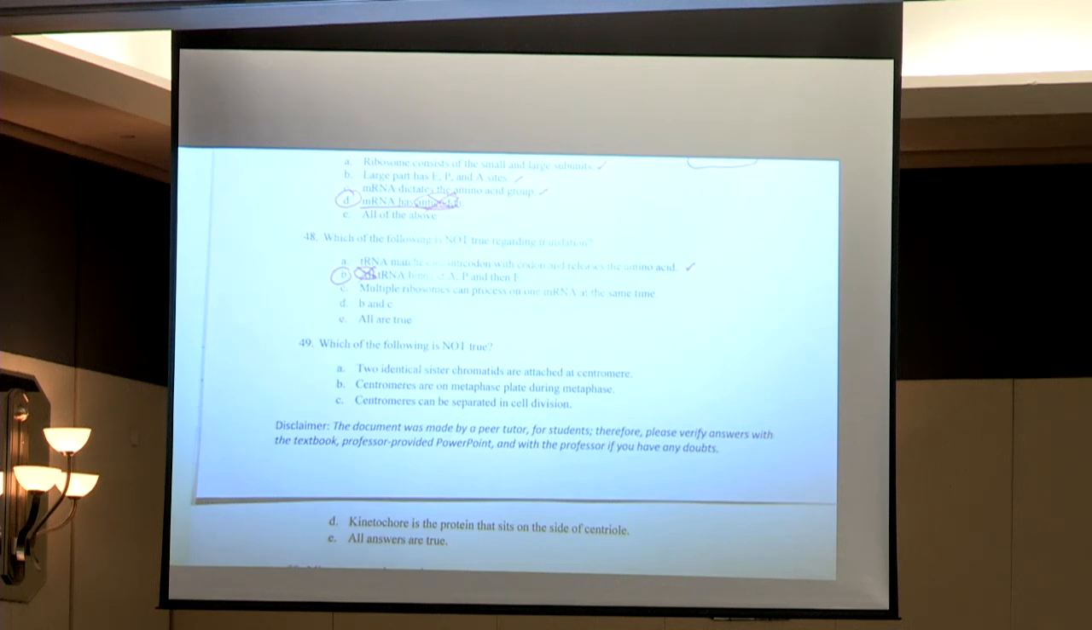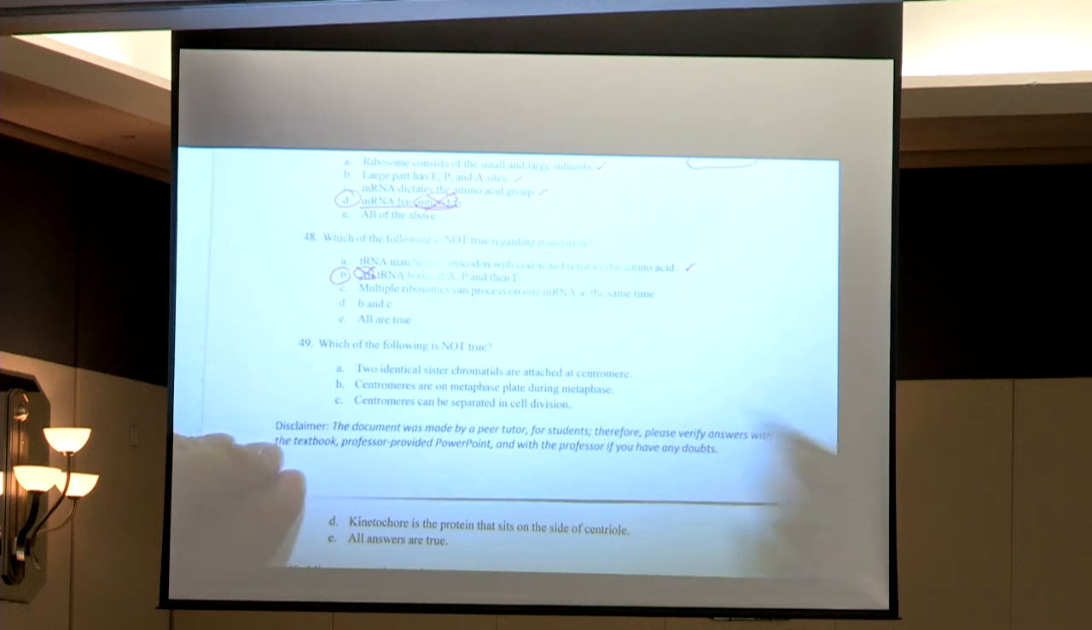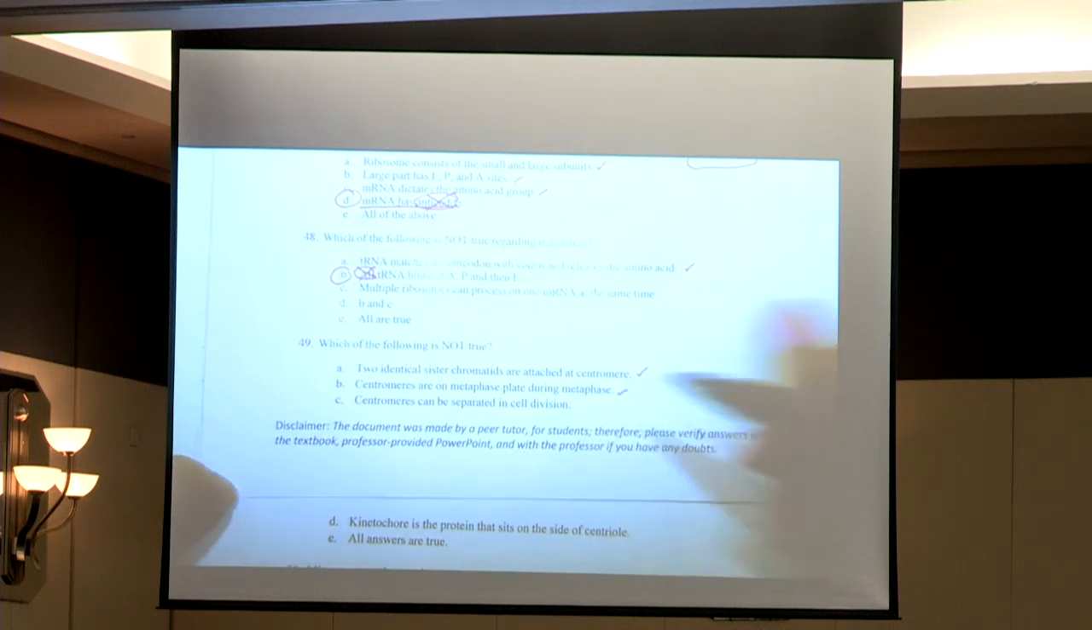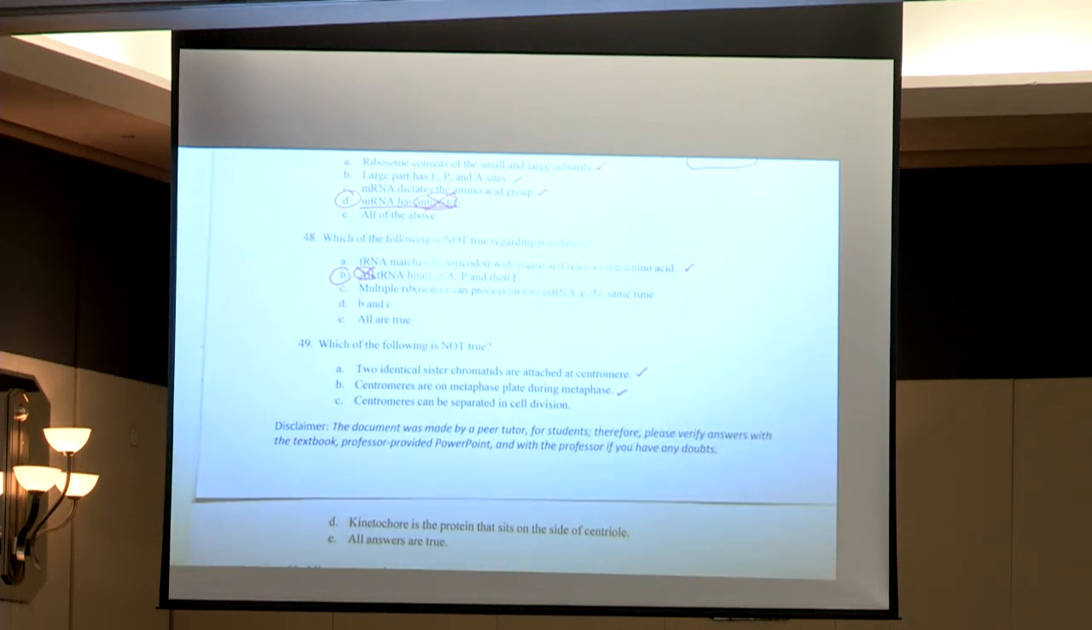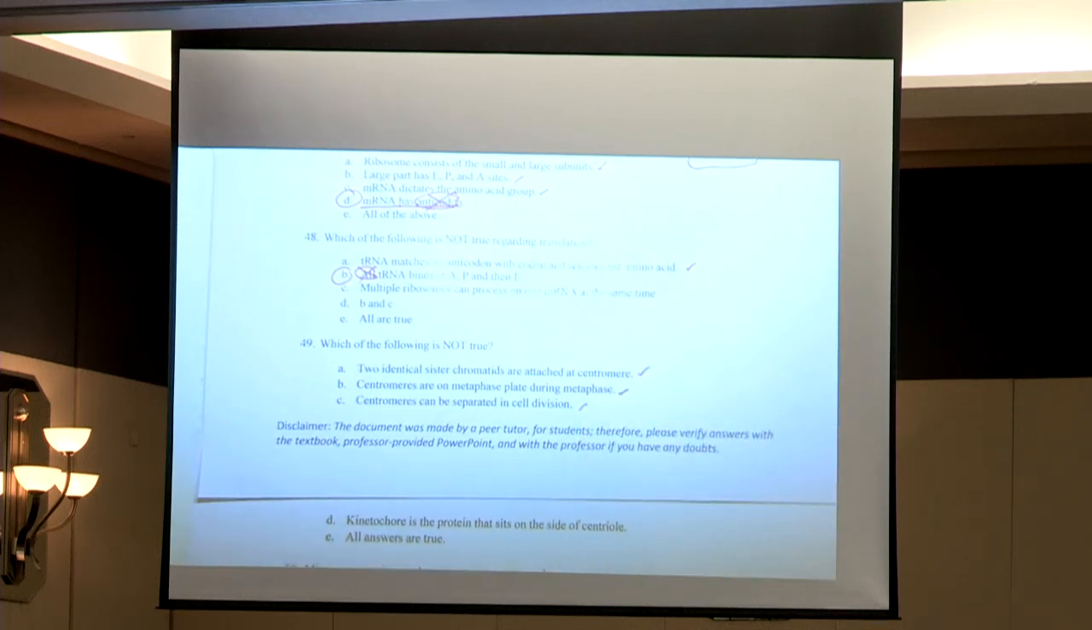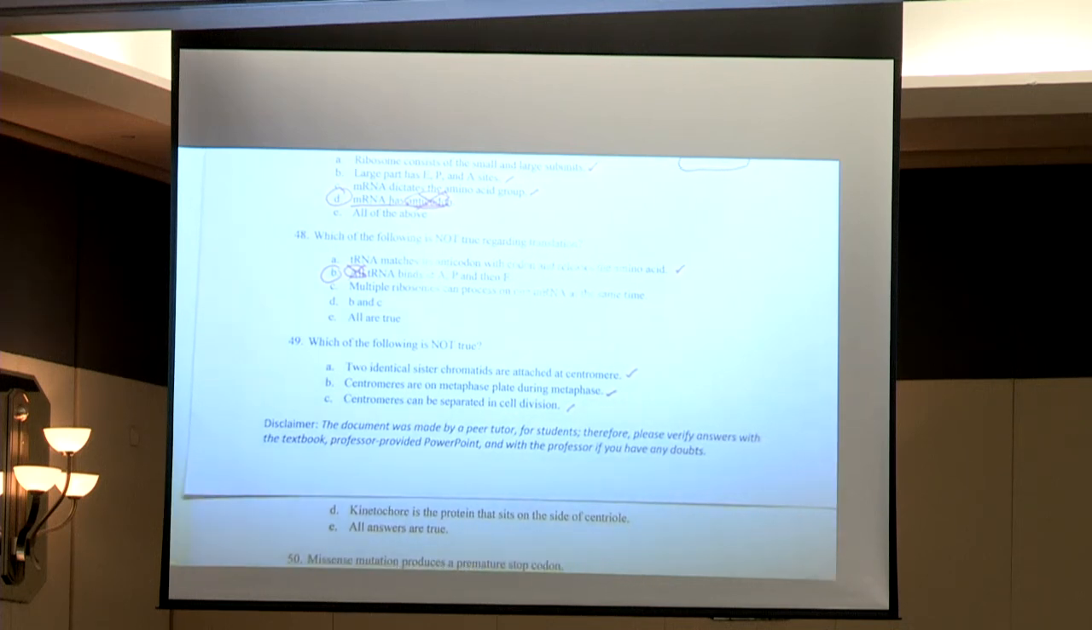So, two identical sister chromatids are attached at the centromere. Is that correct? Right. That's correct for the centromeres on the metaphase plate during metaphase. Is it true? Yeah, right. Centromeres can be separated in cell division. Can it be separated? Yes, right? Because once one is separated, it becomes its own chromosome, right? So that's also true. Kinetochore is a protein that sits on the side of the centriole.